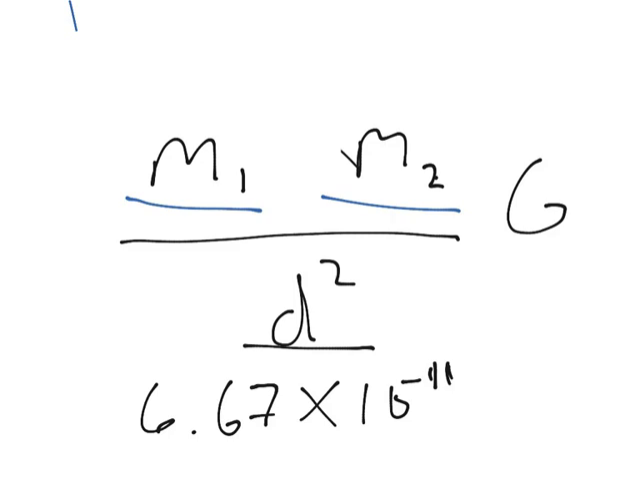So we just take that first mass, times it by the second mass, divide it by the distance squared, and times that by 6.67 times 10 to the negative 11, and you should have the gravitational force. It'll be measured in newtons.